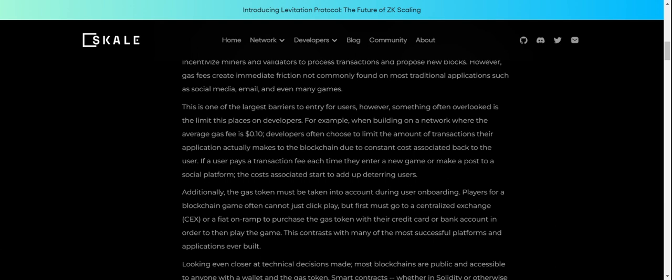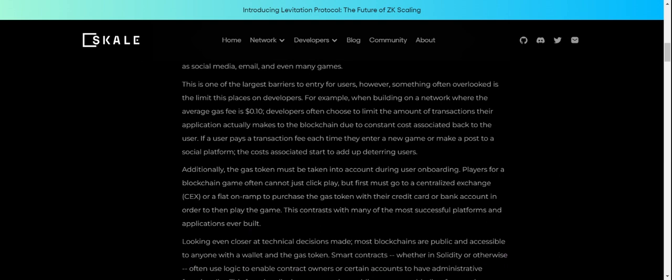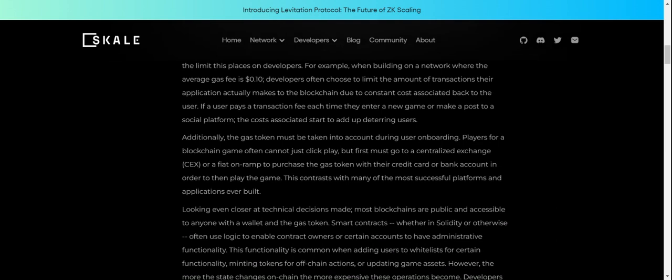If a user dey pay transaction fee each time wey e dey enter game, or each time wey dem dey post for social platform, you know say the money wey dem go dey pay e go dey on the high. Make we add say the gas token, we must pay attention to and must take am into account when we dey onboard users.